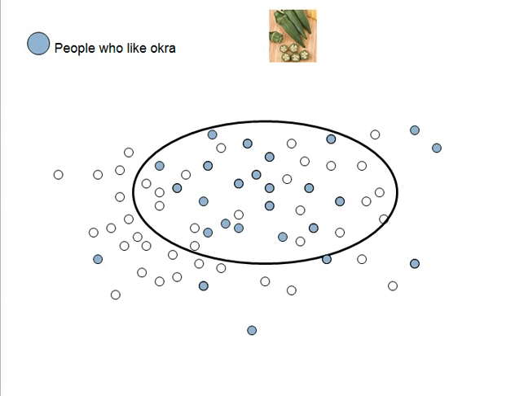These borders I drew with my pen. They're not hard and fast borders. You don't go from here to here and go from okra lovers to no okra lovers, and you can see that that border is kind of artificial, but it's there just to help define a region.